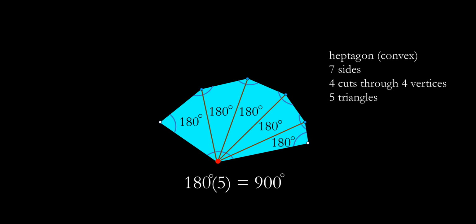Now let's draw the lines to the vertices. 1, 2, 3, 4. This makes 5 triangles. Notice the constant. We did not draw lines to 3 of the vertices. We made simple cuts through only 4 of them. Summing up the angles, we obtain 900 degrees.